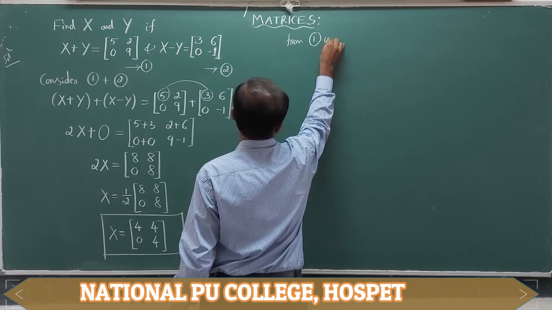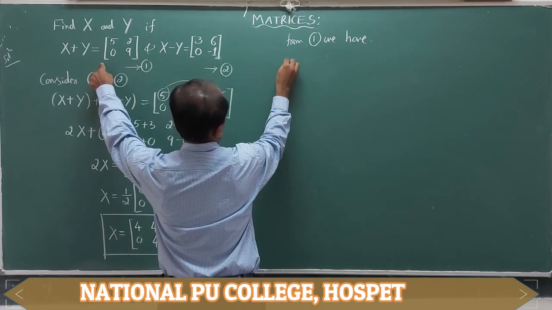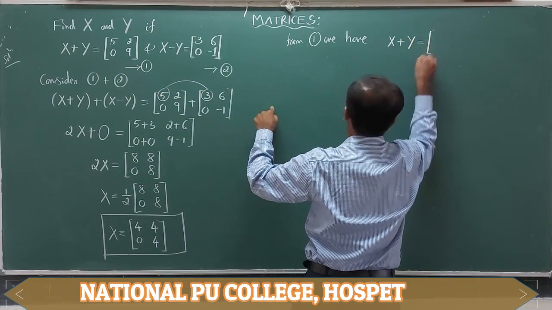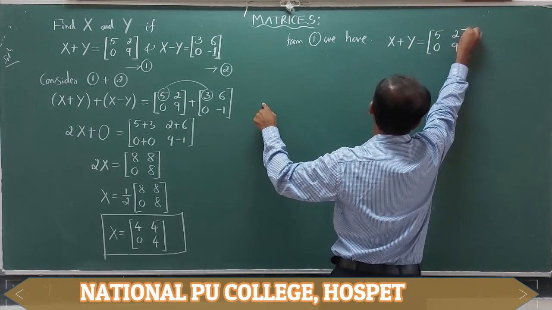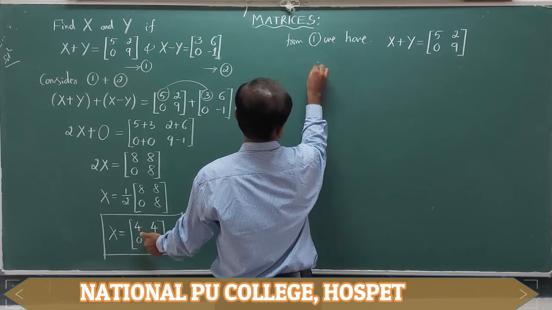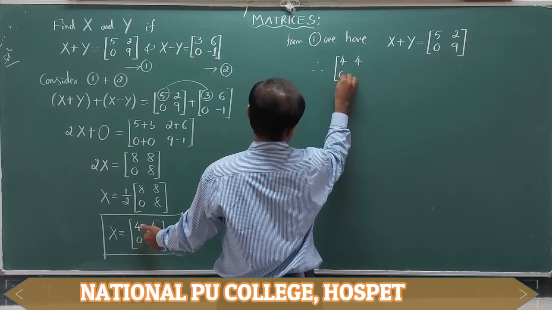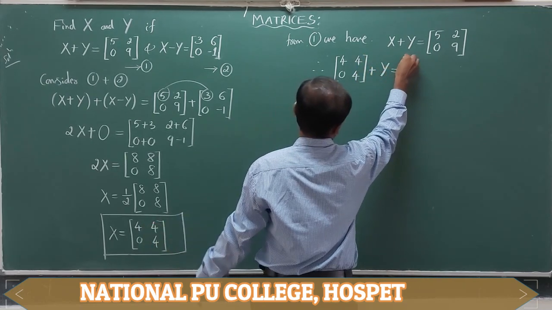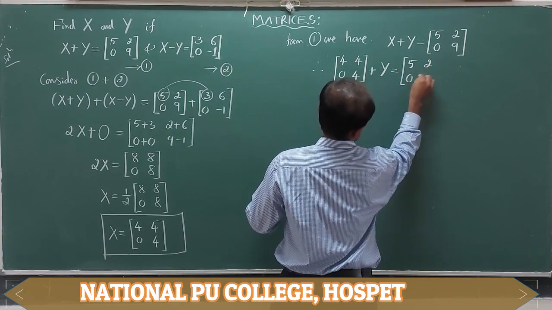From equation 1, we have x plus y equal to matrix 5, 2, 0, 9. We established what matrix X is. Substitute. Therefore, matrix X is first row 4, 4, second row 0, 4, plus Y, still unknown and required to be determined, equal to matrix 5, 2, 0, 9.